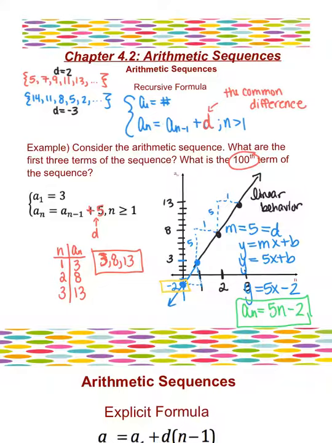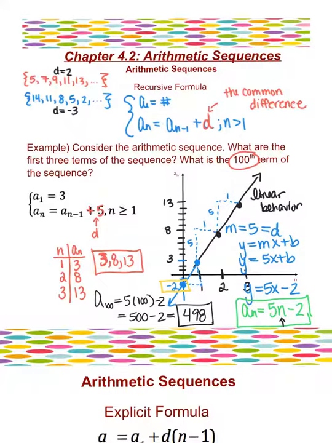So what I want to do now is find the 100th term of the sequence by plugging in 100 for this n value. So a sub 100 will be 5 times 100 minus 2, which is 500 minus 2, 498 will be the 100th term in this sequence.